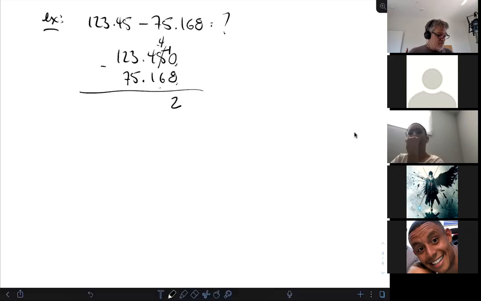4 minus 6, I need to borrow. That's 3. 10 more over here, so that's 14 minus 6, which is 8. 3 minus 1 is 2, I'm happy. 3 minus 5, I have to borrow again. I borrow 1 here, so I've got 1 left. 10 more here, so that's 13 minus 5 is 8. 1 minus 7, well, okay, so it's 11 minus 7. I'll just do it directly, or you can do the borrow if you prefer. Okay, so this is the result. Hopefully, this is good for everybody.